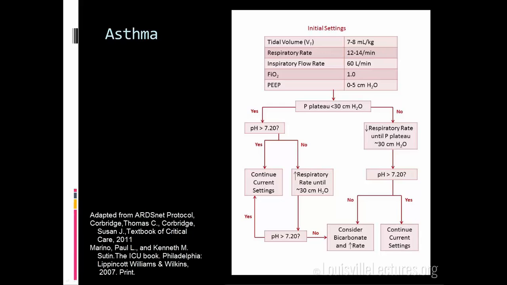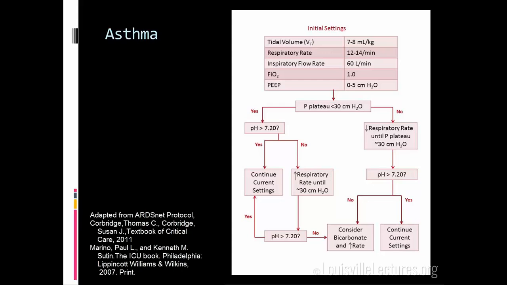If the plateau pressure is less than 30, that's a good thing. So plateau pressure less than 30 is here. You look at your pH, if it is above 7.2, you're good to go. So a pH above 7.2 is acceptable. Look at this, 7.2. If on the other hand your pH is below 7.2, then that is a little too acidotic.